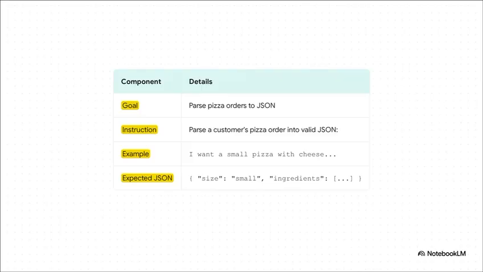This pizza order is a perfect example. We give the model a clear instruction, "parse this order into JSON," but then we give it one perfect example: the regular sentence, and then the exact JSON structure we want back. Now the AI knows the pattern. You can give it any new pizza order and it'll give it back to you in that precise format. This is an absolute lifesaver for developers or anyone trying to turn messy human language into clean, structured data for an app or a database.